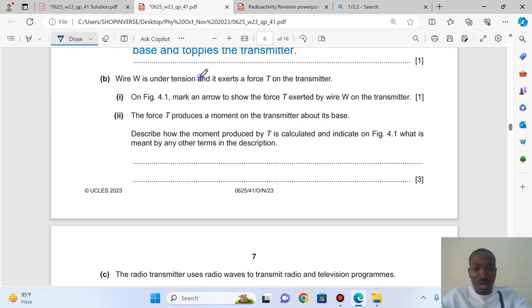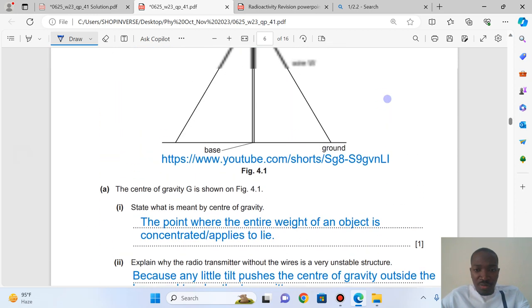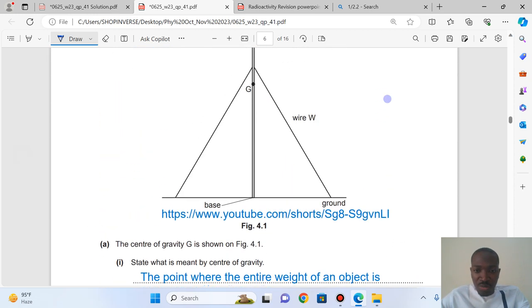Wire W is under tension and it exerts a force T on the transmitter. On figure 4.1, mark an arrow to show the force T exerted by wire W on the transmitter. Where's the wire W? This is wire W.